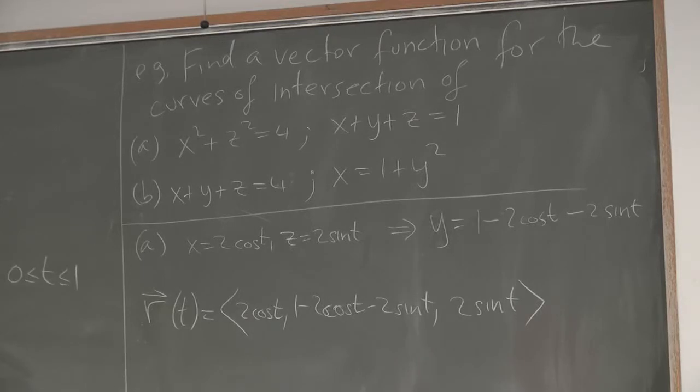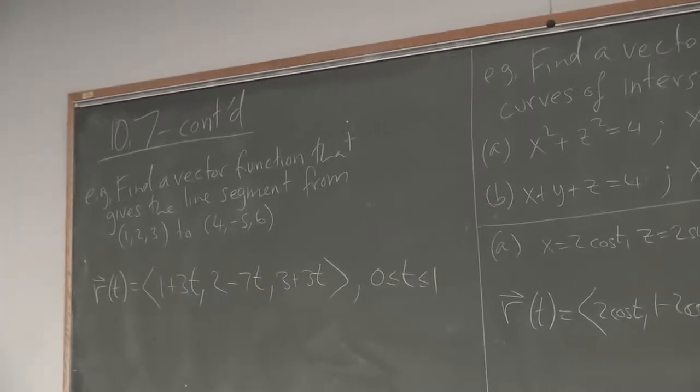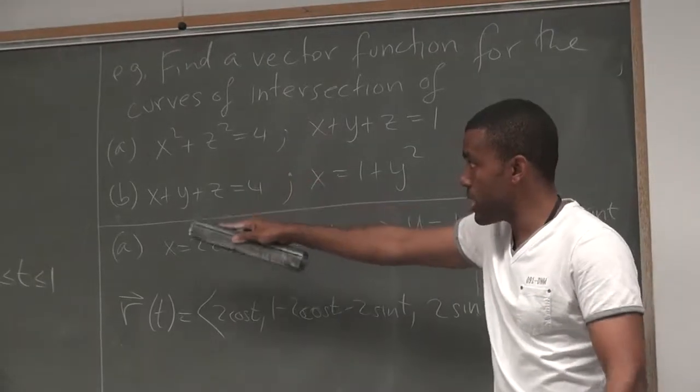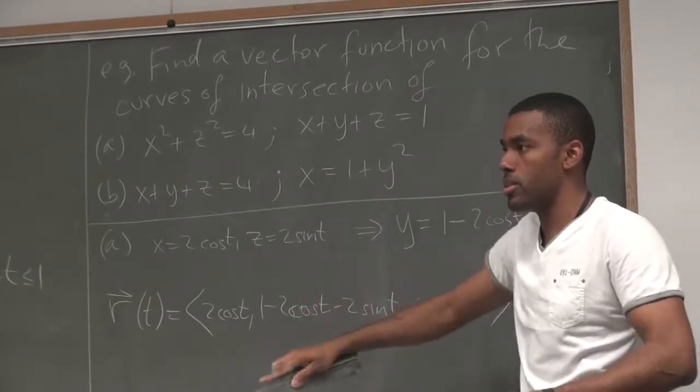But one trick with parameterizing curves of intersection is, in general, what I'm doing here. You parameterize some of the variables, and then you solve for the third one in terms of the other guys.